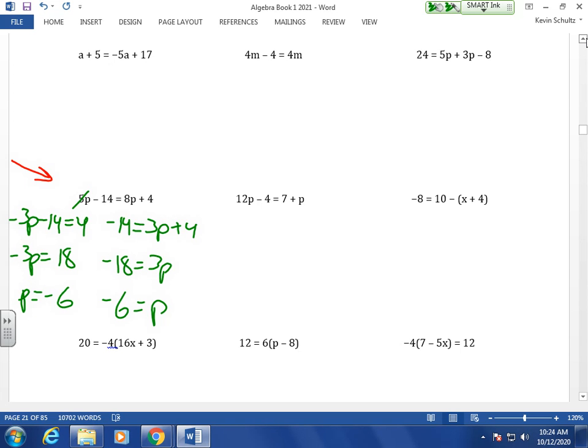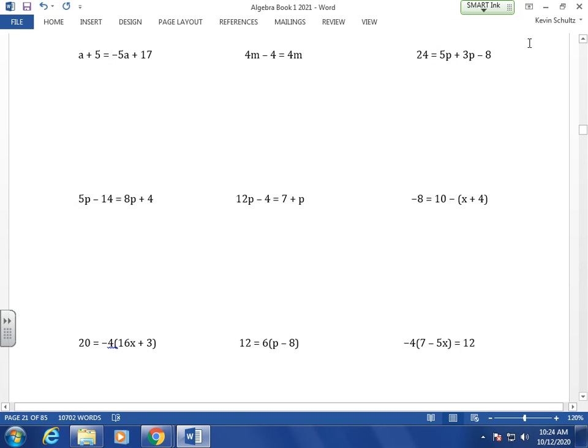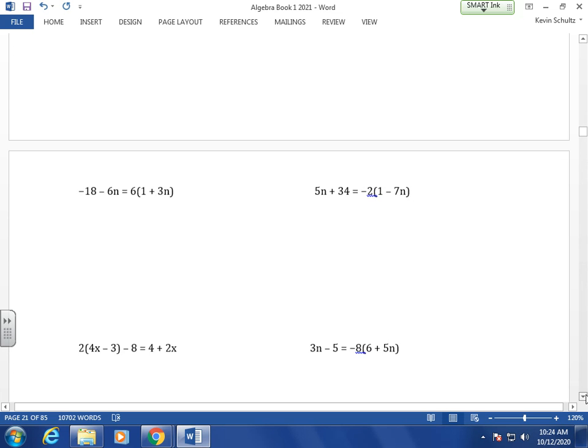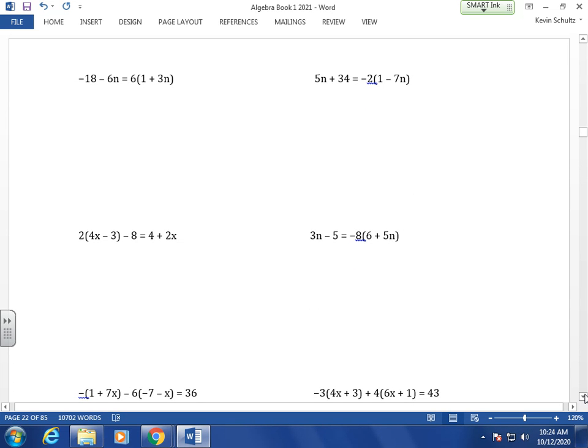Where things get really fun, and you're eating in the lunchroom today, so we got to wrap up here soon, but where things get really fun are like on the second page of this. Oh, yeah. Let's look at this first one here. Negative 18 minus 6n equals 6 times 1 plus 3n. You've got the distributive property. You've got variables on both sides. Time for fun. What do we do first? Do we distribute or move variable terms around?